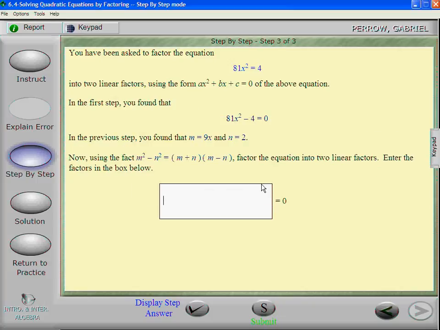So if those are the pieces, 9x and 2, you're going to have a plus minus binomial situation here where you have those values inserted. 9x plus 2, 9x minus 2. Prove it to yourself, multiply it out, first, outside, inside, last, so you get all the combinations, and you're going to get back the 81x squared minus 4.